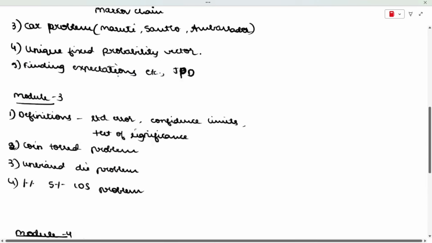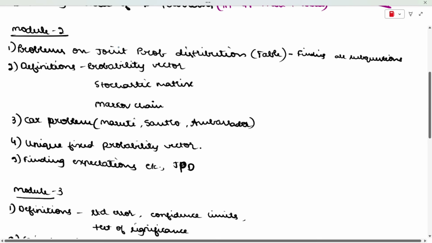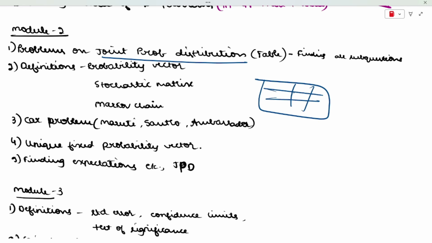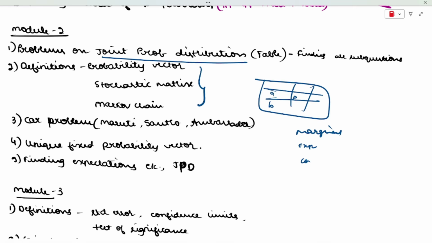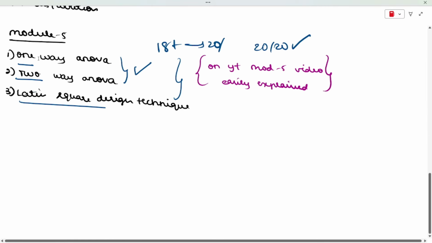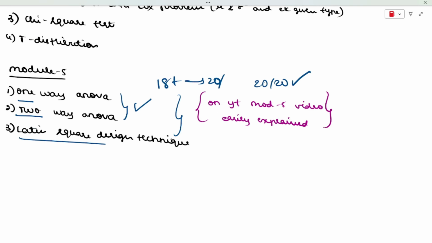Now module 2. This is the easiest of all. First, study the joint probability distribution table problem, where they give a table with a, b and the probabilities. You have to find the marginal values, expectation and covariance. You need to study that problem, and also these three definitions. If you study all these questions, it may need 130 minutes. Module 5 is also like that. If you study perfectly, you can cover all these three modules in 2 hours.